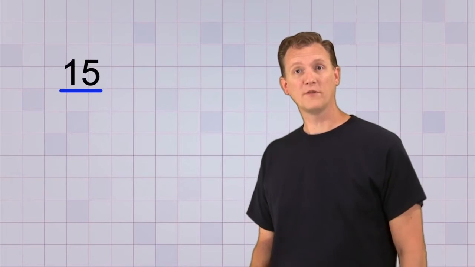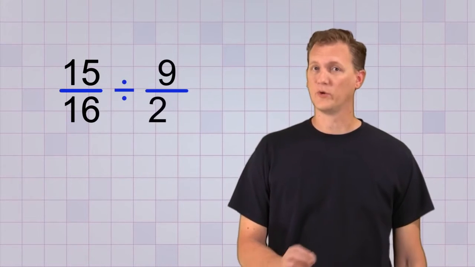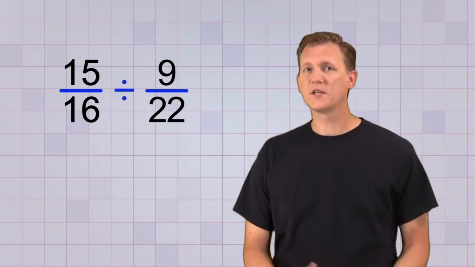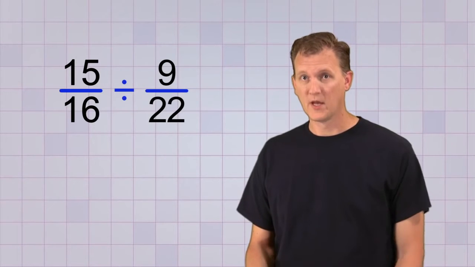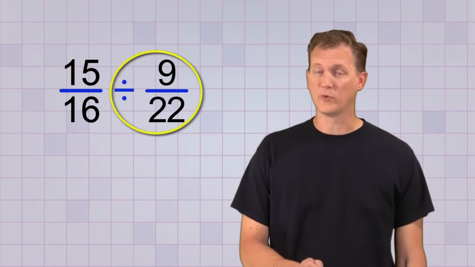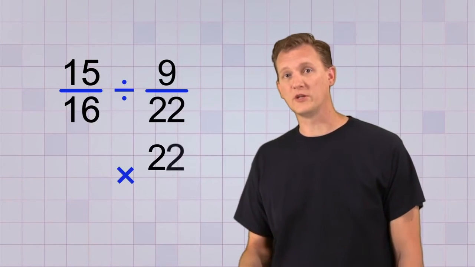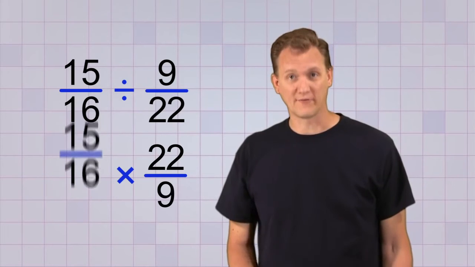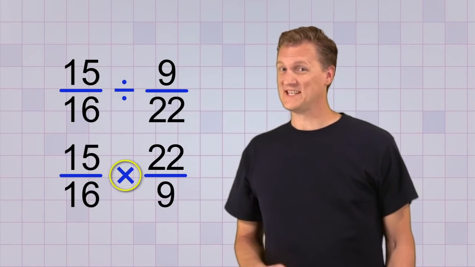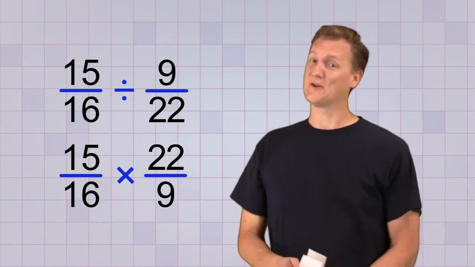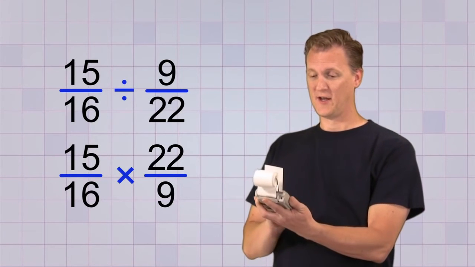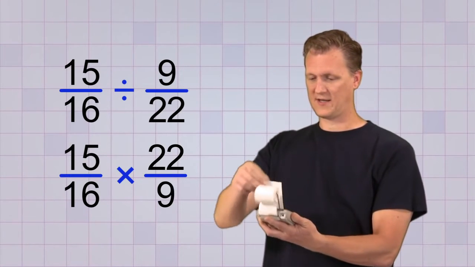Let's try 15 over 16 divided by 9 over 22. Again, the first thing we want to do is rewrite our problem. We'll change the divided by 9 over 22 into times 22 over 9. Now all we have to do is multiply. But since these numbers are kind of big, I'm going to use my calculator to help. Let's see here. So we have, all right.